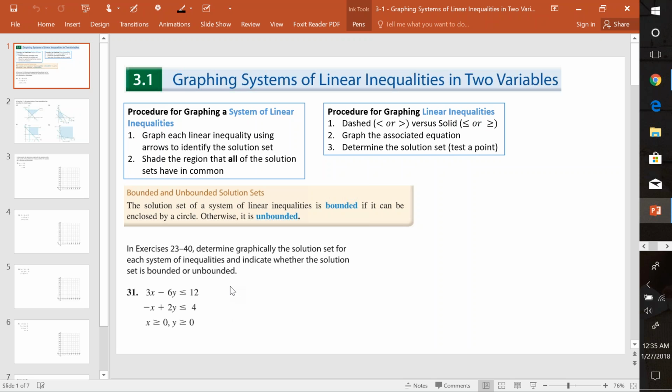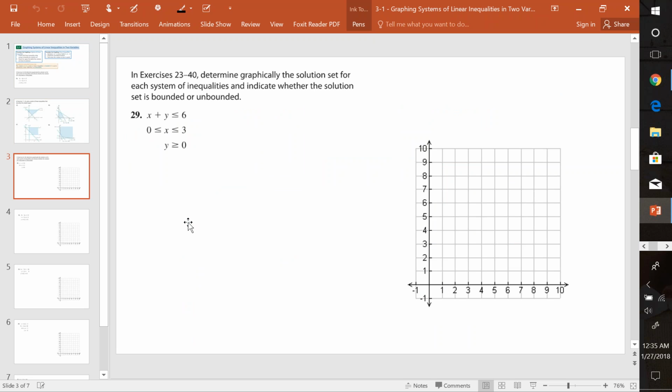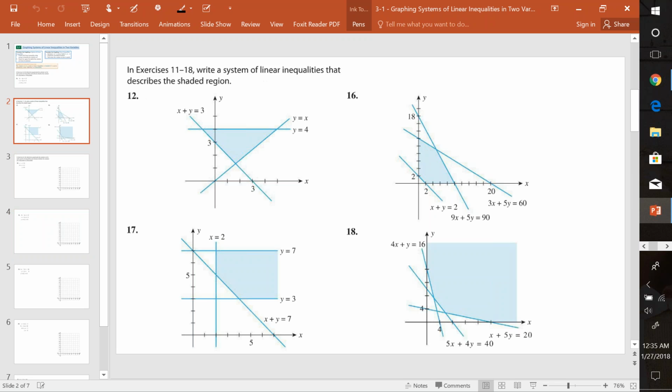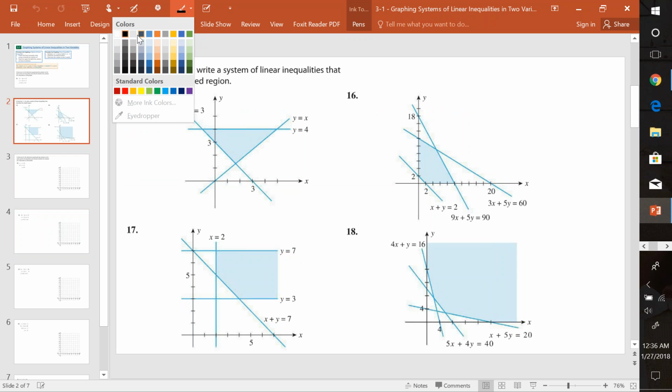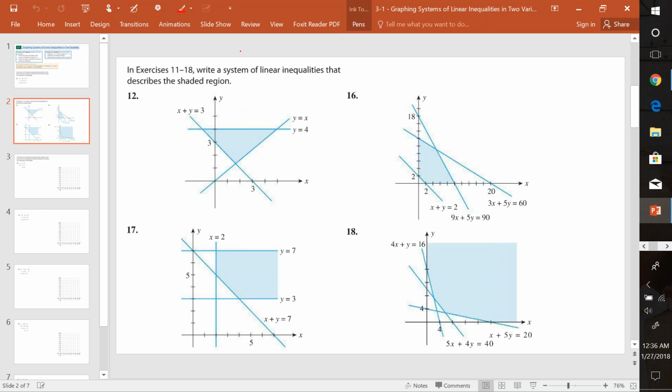So for this first one, I think this one's later on. We will be graphing that one in just a second. We're going to look at this first set of examples here, and talk through what the equations would have looked like if they had been inequalities, because right now they're listed as equations.